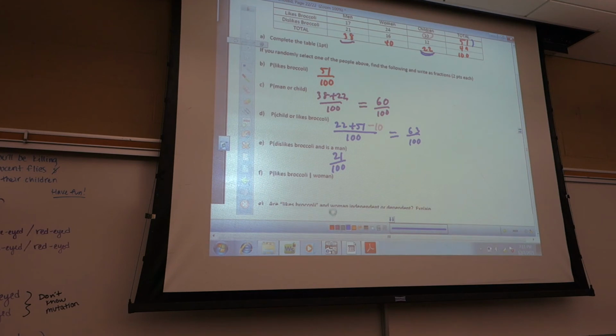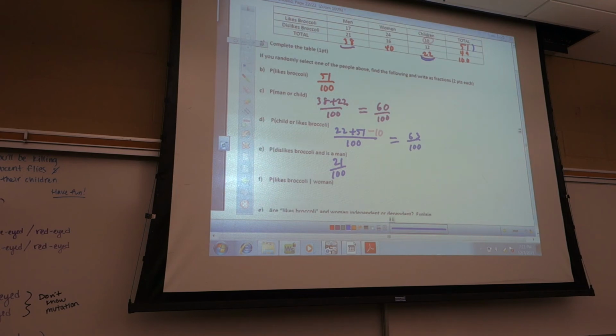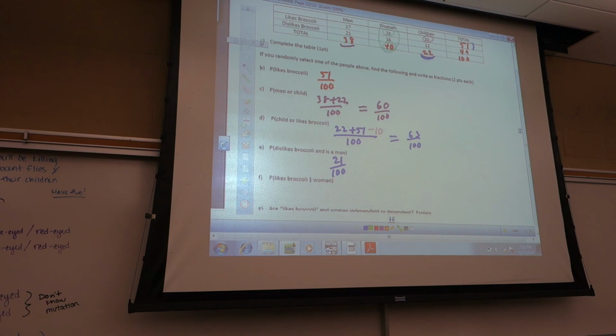Now, likes broccoli given they're a woman. Given they're a woman means that you are definitely a woman, 100%. So that means that 100% you are in this group. What's the probability that you like broccoli? 24 out of 40. Given is the only time that is not out of everybody.